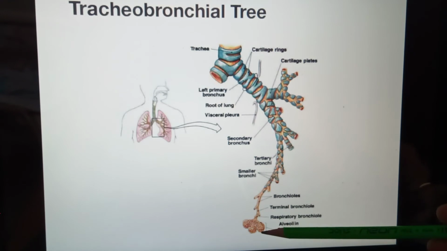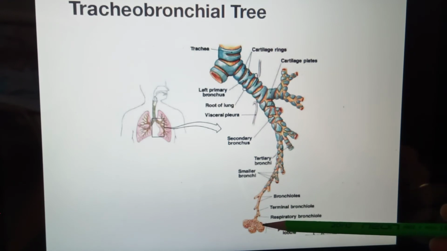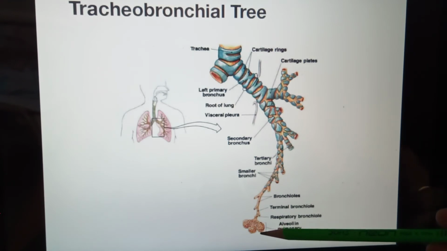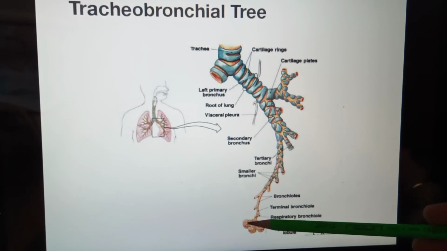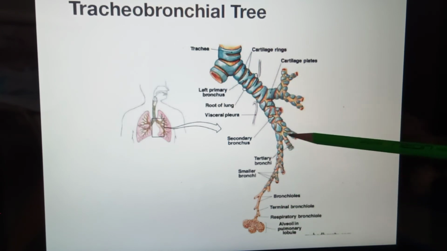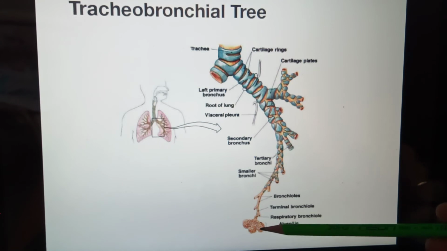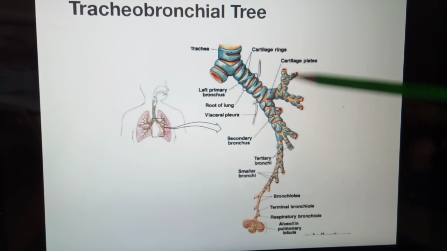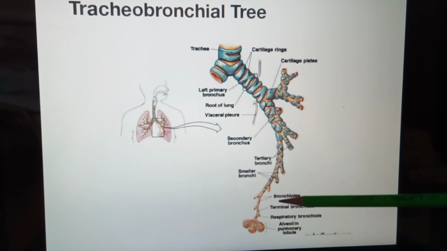This is the alveoli, and now it divides into the alveolar duct, which terminates in the cup-like structure, that is the alveoli. It constitutes the 23rd generation of the division. 23rd generation means one bronchus divided 23 times and makes an alveolus here. It has a network of blood capillaries which help in gaseous exchange. Okay, this is all about the tracheobronchial tree.